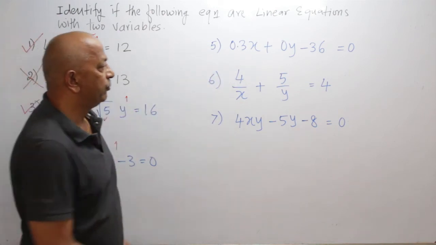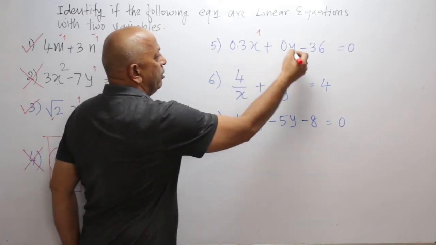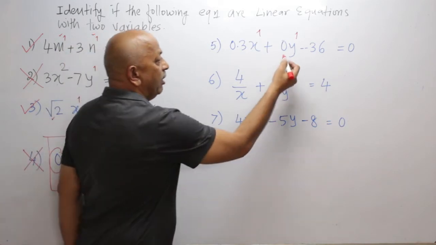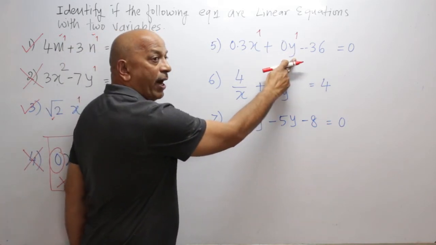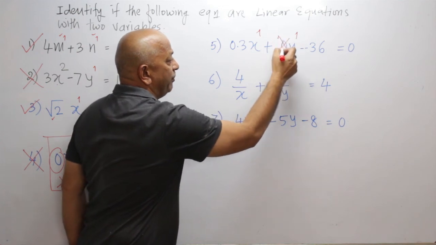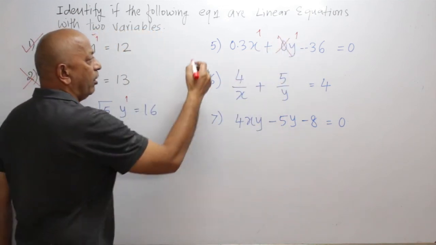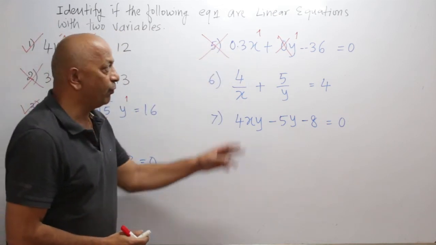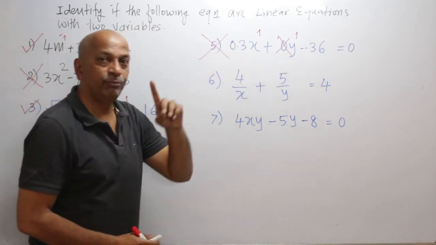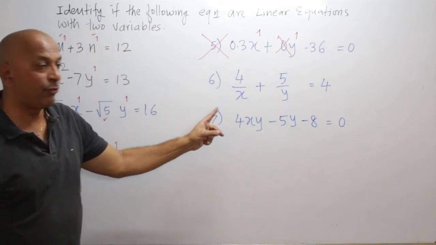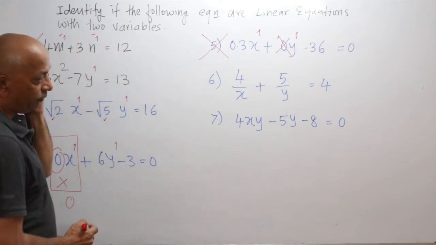Coming down here, the power of x is equal to 1, y is 1, 0.3 is a real number, acceptable. But here, the coefficient of y, which is a variable, is 0, which is not acceptable. So this is not a linear equation with two variables. It will become one linear equation with one variable.